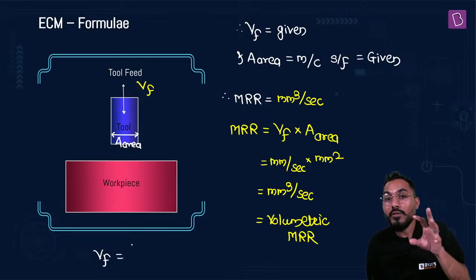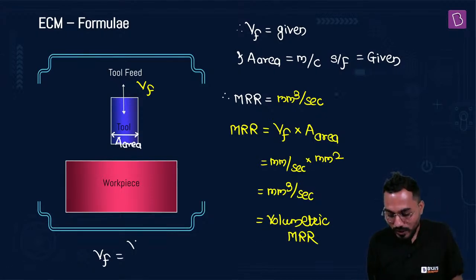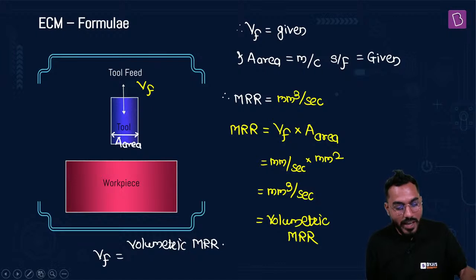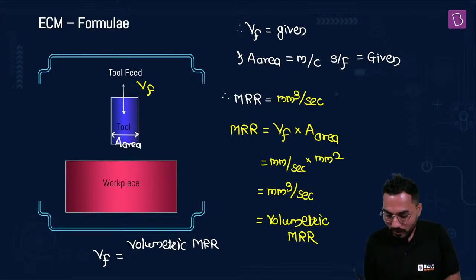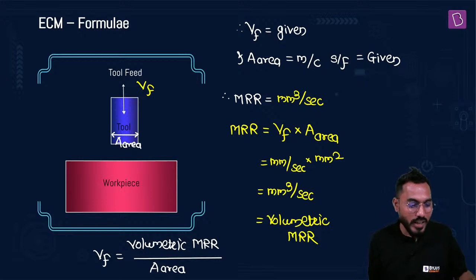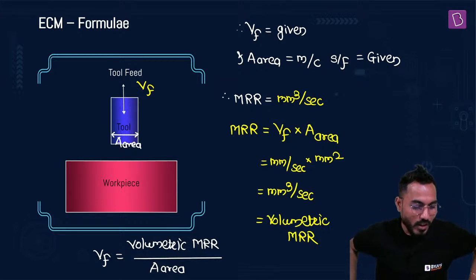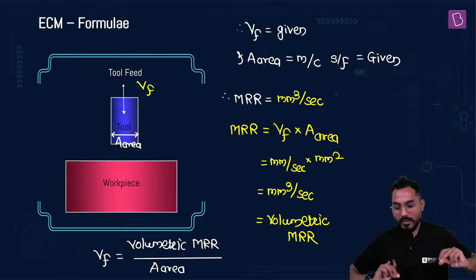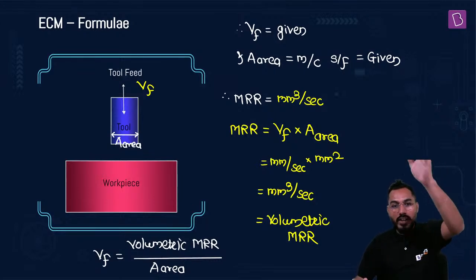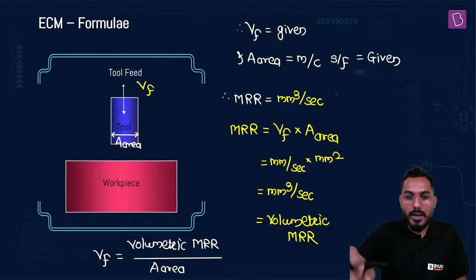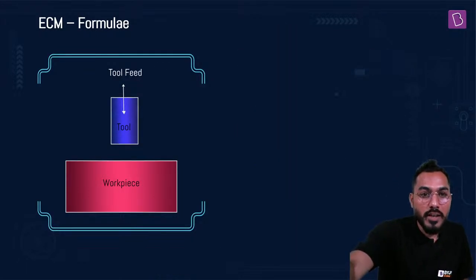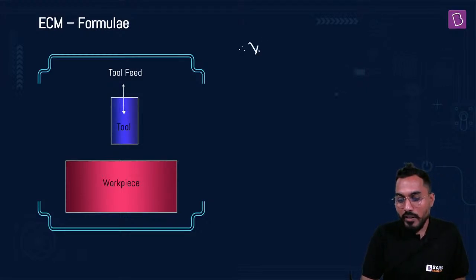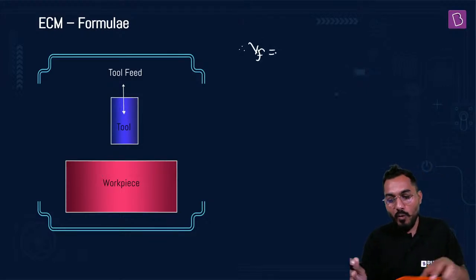So from here, feed velocity VF is exactly equal to volumetric MRR divided by area. Is it true, everybody? Volume of material removed per second. I'll say VF equals volumetric MRR divided by area. और कौन सा area है भैया? Area of the tool or machined surface. So here I can write that the feed velocity can be calculated by the formula volumetric MRR.